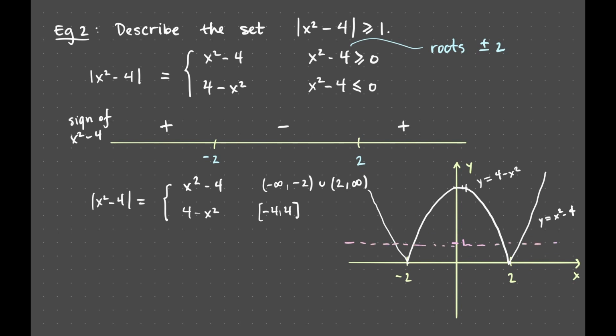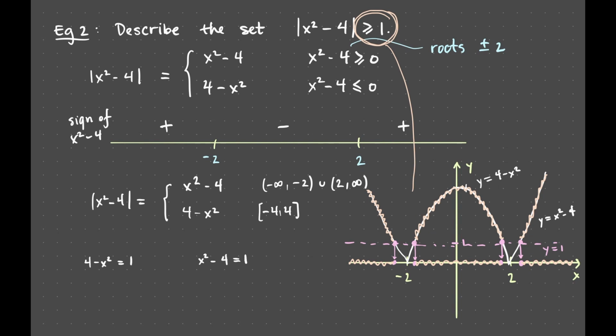The region we'd like is the region where the curve is above the line y equals 1. This horizontal line intersects the graph at 4 points, and the region along the x-axis where the graph is above this line consists of 3 intervals determined by these points. The endpoints of these intervals can be found from the points of intersection determined by the line y equals 1, and these points of intersection can be found by solving for x in the equalities 4 minus x squared equals 1 and x squared minus 4 equals 1.